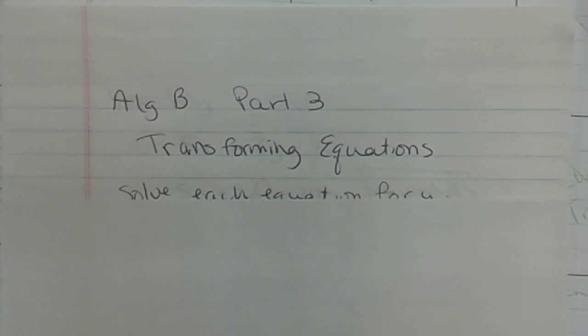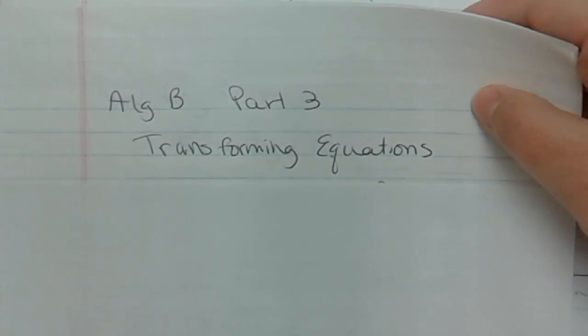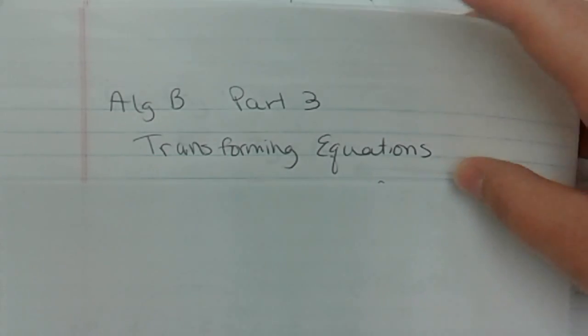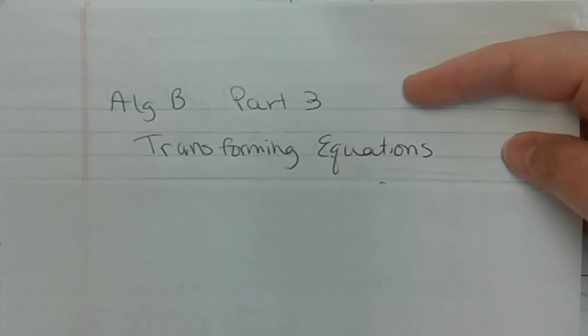All right, Algebra B students, this is part 3 of getting ready for chapter 5. This is transforming equations. So remember, transforming means just to change. We are changing the location of things. We're not really changing the values of everything. We're just going to change the location of things, the variables.